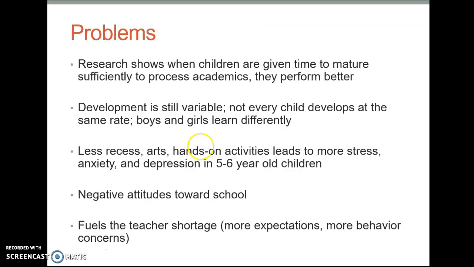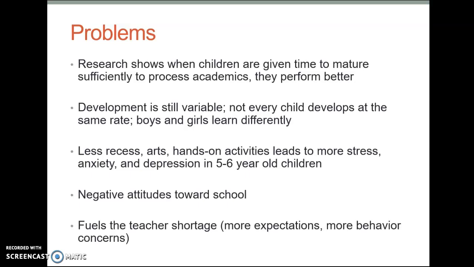However, what we know is that that causes problems because it's not developmentally appropriate. Research shows that when children are given time to mature sufficiently to process academics, they perform better. There's some research out there that says those children that wait a year to go to kindergarten actually perform better in kindergarten. And that's because they've had a whole other year to mature and develop. And so they're literally processing what they're learning better.